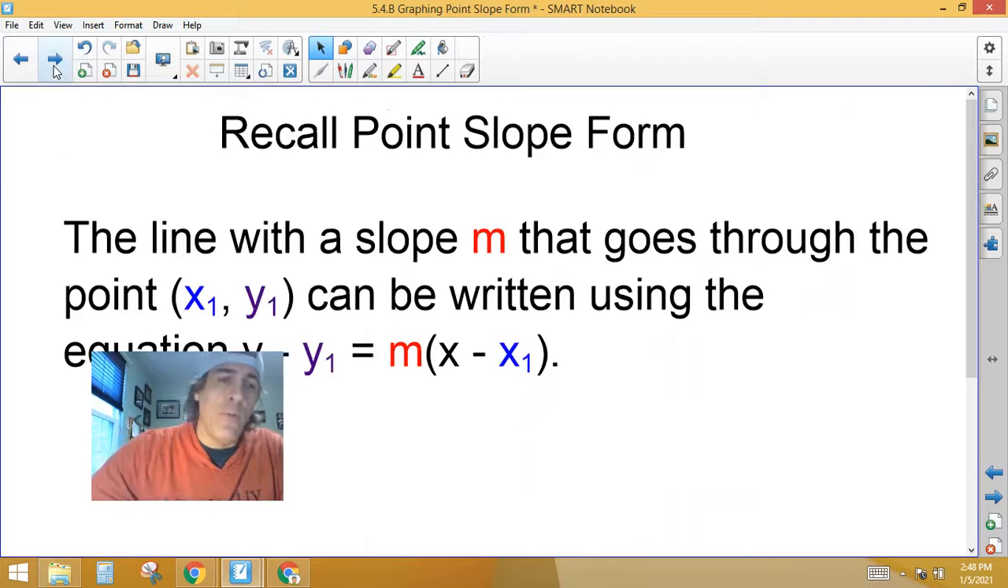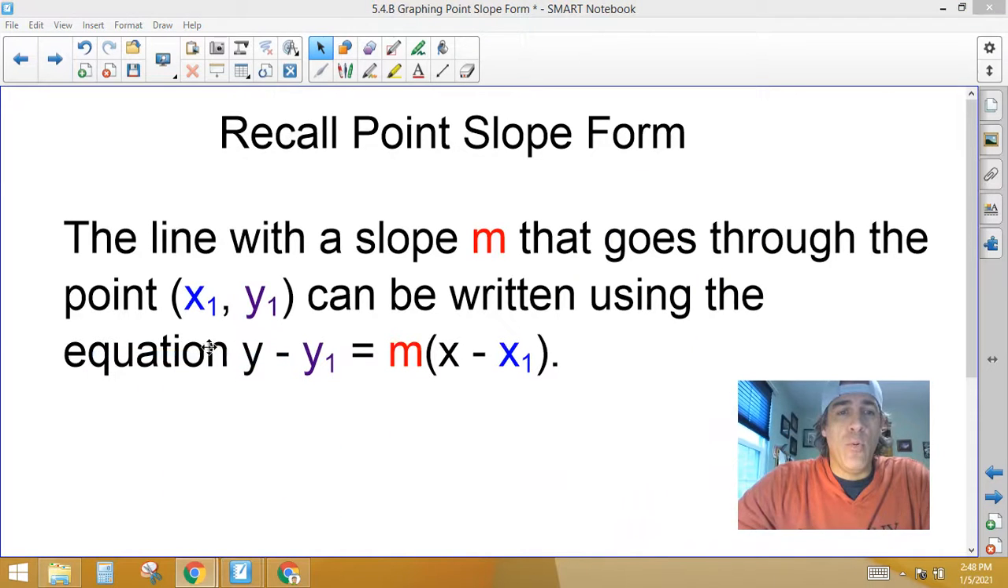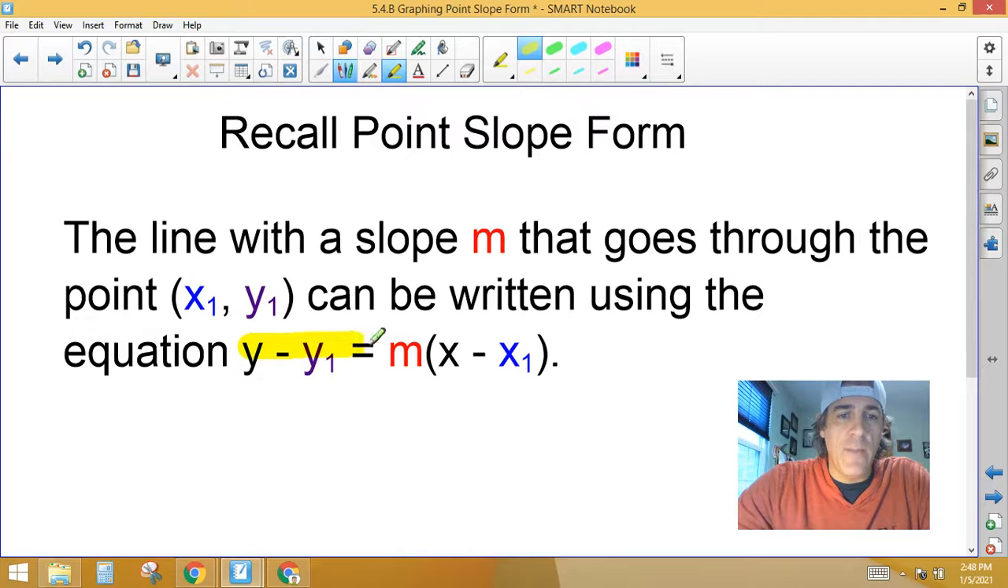So now recall, point slope form. If I have a point x, y, and I have a slope of m, the equation, again, recall the equation is y minus my y point equals the slope m times x minus my x point. All right, all review right there.